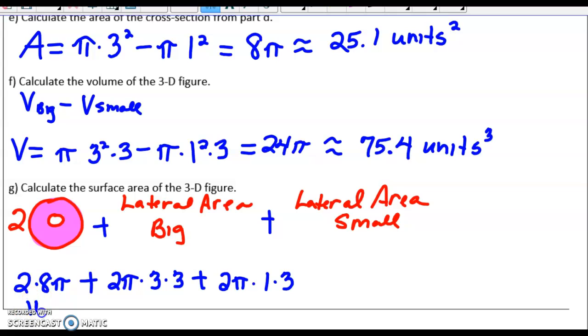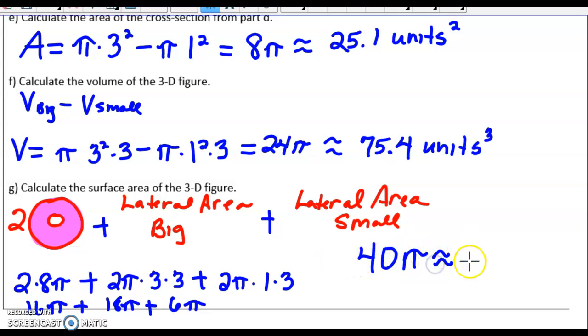So this will be 16 pi plus 18 pi plus, what is that, 6 pi? And if you add these, that's 40 pi. So the whole surface area with the two tops, top and bottom, then the lateral area of the big and the lateral area of the small is going to be 40 pi. And that is approximately 125.7. And this is an area.